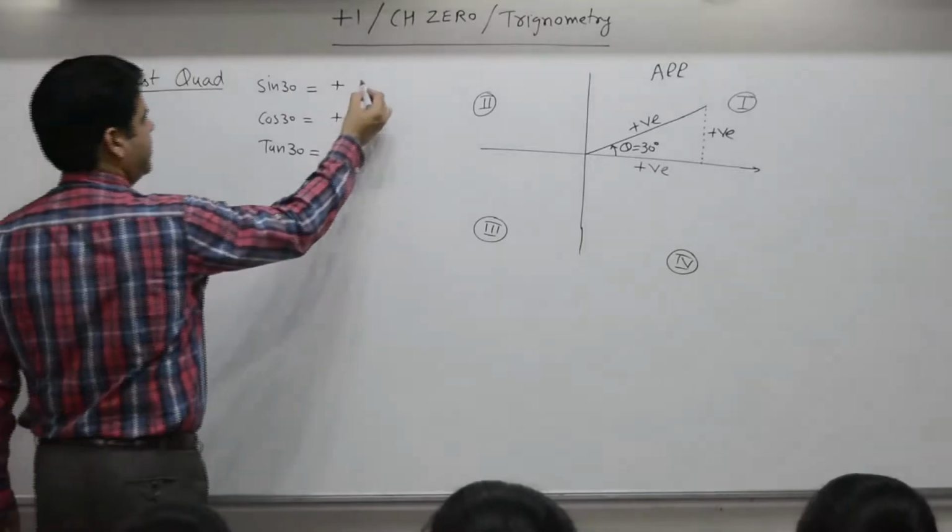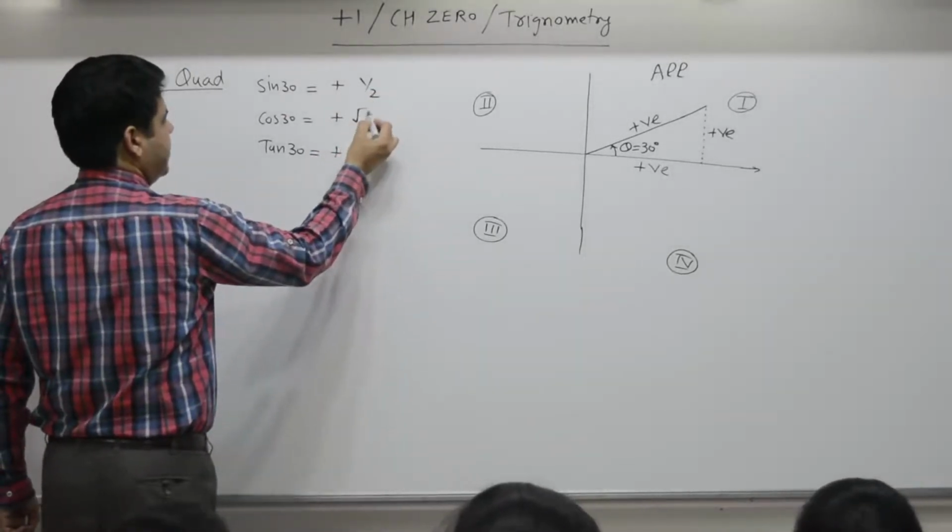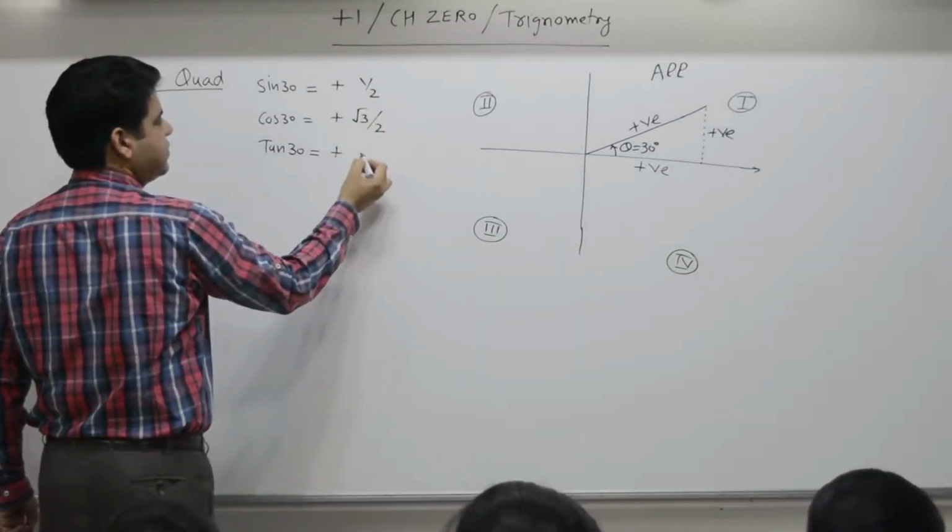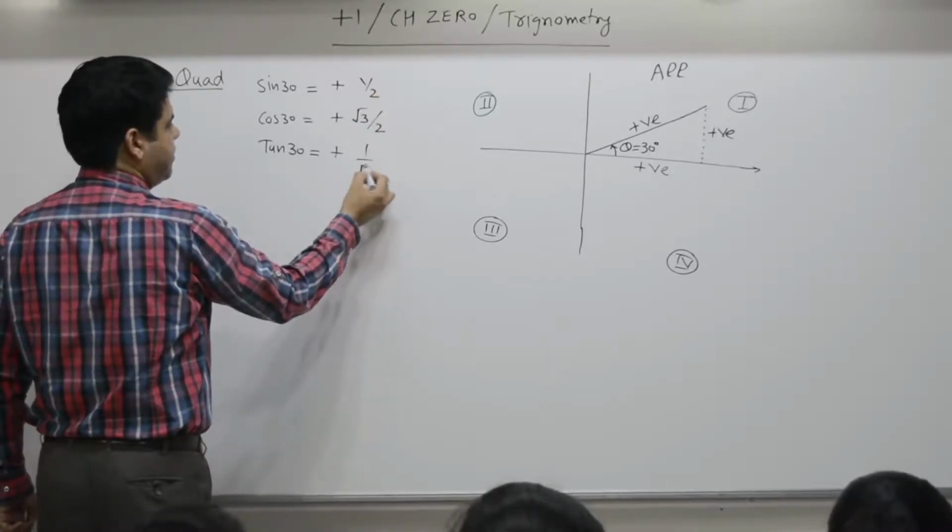Sine 30 is what? 1 by 2. Cos 30 is what? Root 3 by 2. Tangent 30 is what? Sine by cos, 1 by root 3.